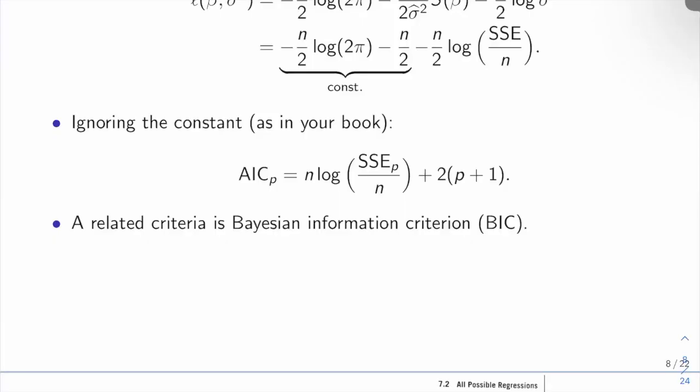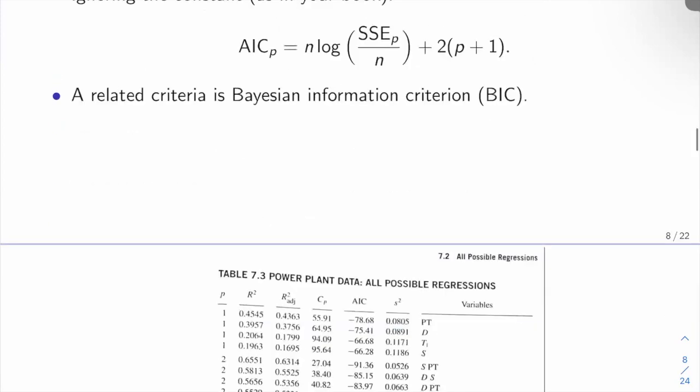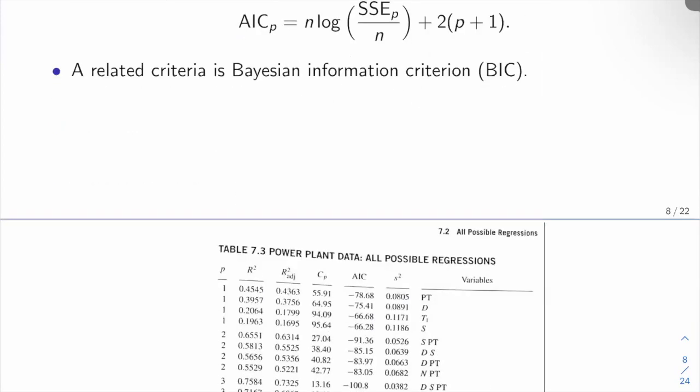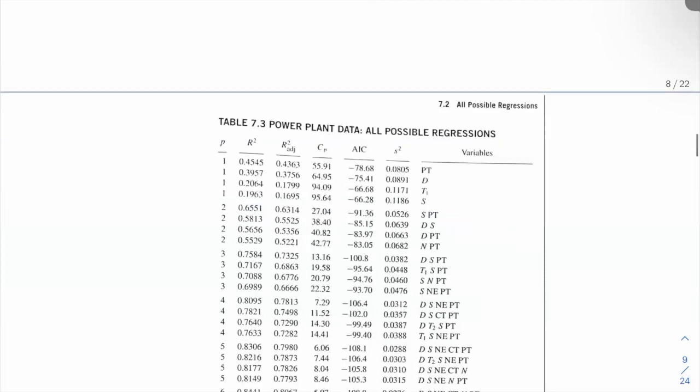So that's AIC, and then we have an example here. There's also the Bayesian information criteria, which we skip.